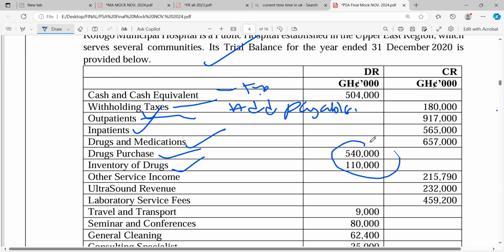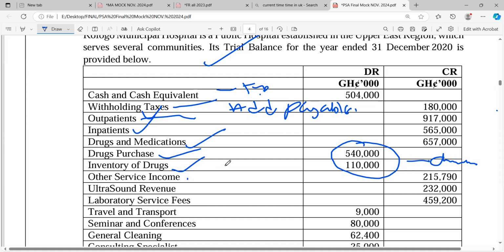You add these two together, minus the closing inventory in the footnotes, then that one goes to goods and services. The one that is correct, you don't add it to. But the one that is wrong, you add it to it. Then add it to all of them.